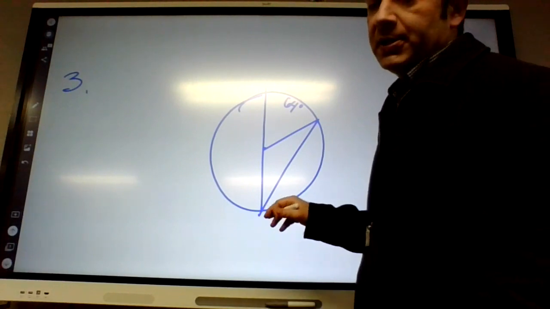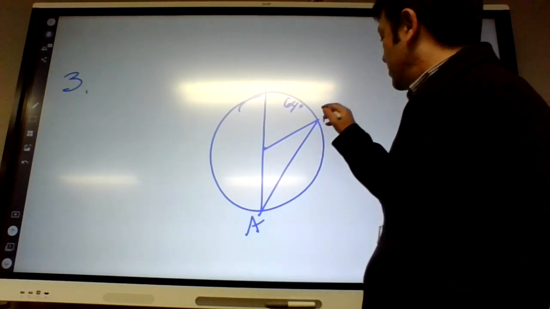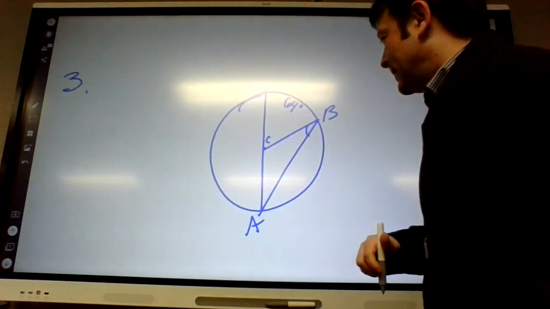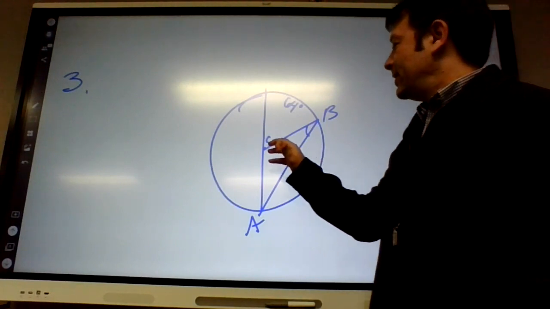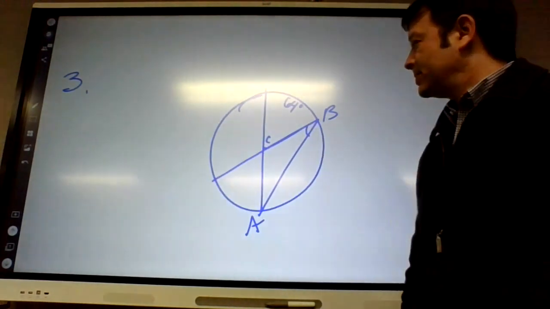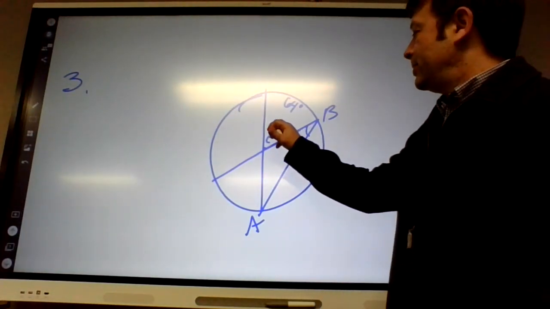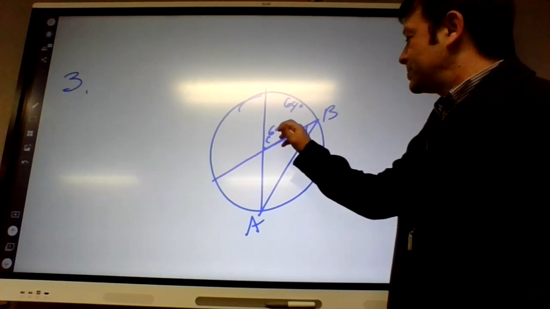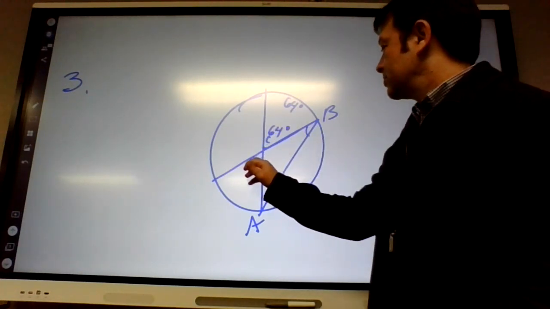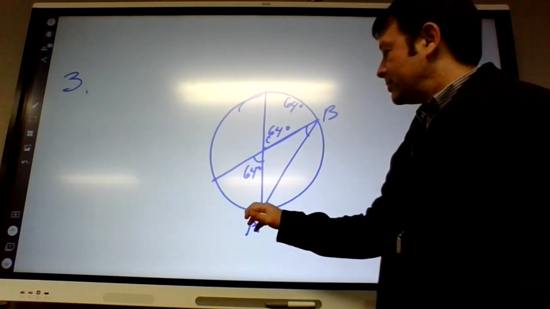Okay, 4A says find angle ABC, and this is angle ABC right here. The problem is, if they would have extended this, maybe it wouldn't have been quite as hard. C is supposed to be the center. Remember earlier we said this is 64, this is 64. So what's this angle right here have to be? 65. So what's this arc right here have to be? 65.